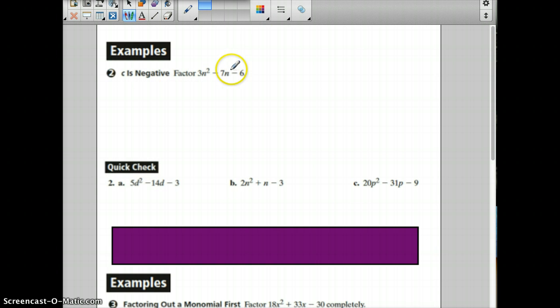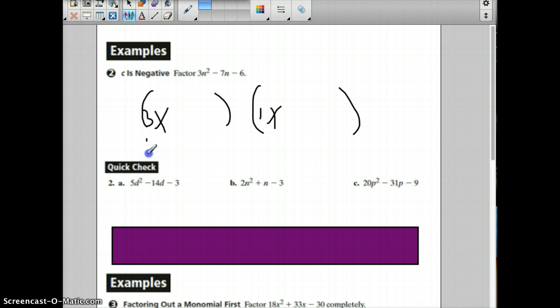We now have a negative term here, okay? We have a negative c value, so that throws another little wrench into it. I'm still going to set up my binomials because that's where I always set up. And I'm going to put my x's in, okay? So now I have a 3 and a 1. It's nice that this is a prime number because I know one of these is going to be 3 and one of them is going to be 1.